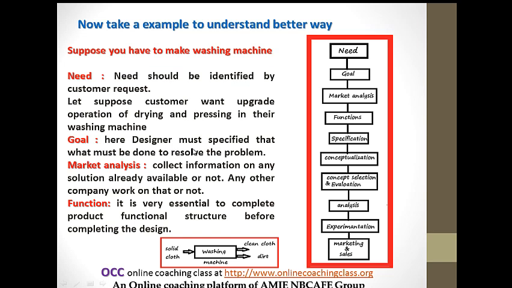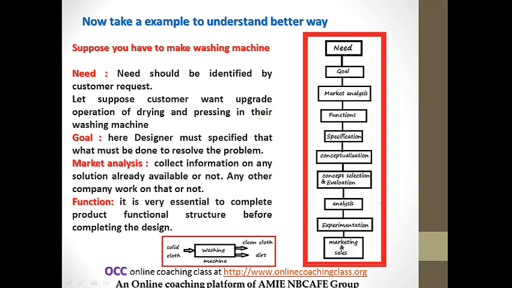The first step is need. Need should be identified by customer request. Let's suppose the customer wants to upgrade the operation of their washing machine. They want drying and pressing both in their washing machine. Now the next step of the block is goal. Here the designer must specify what must be done to resolve the problem.